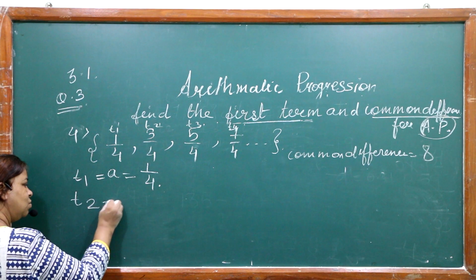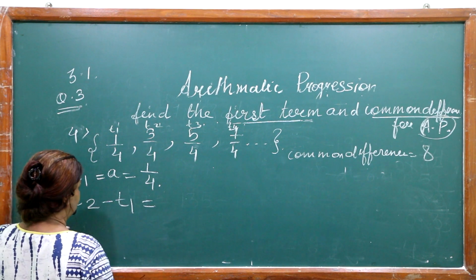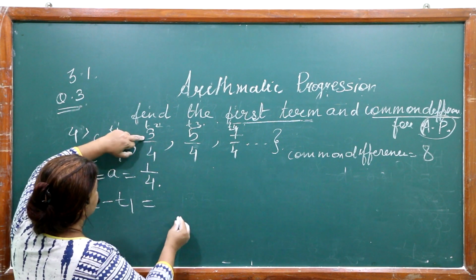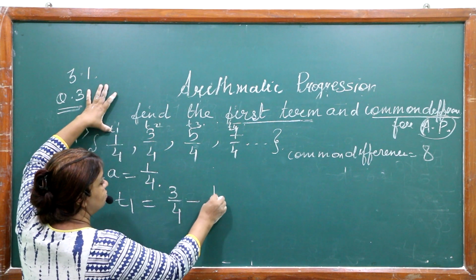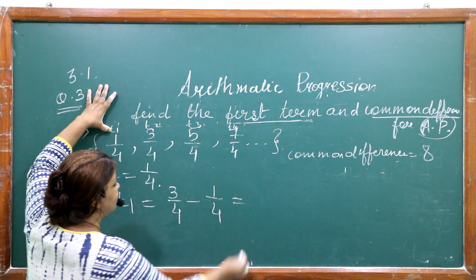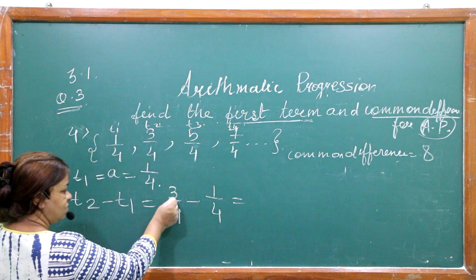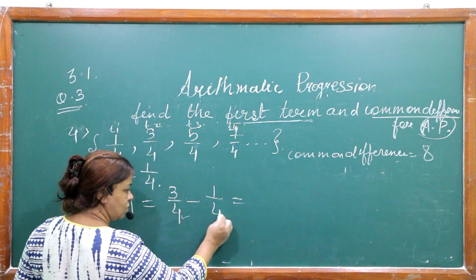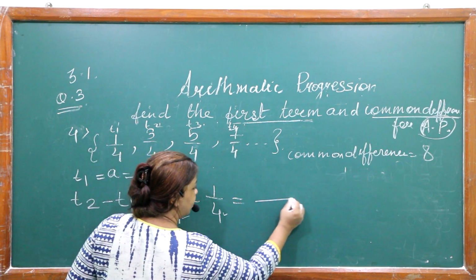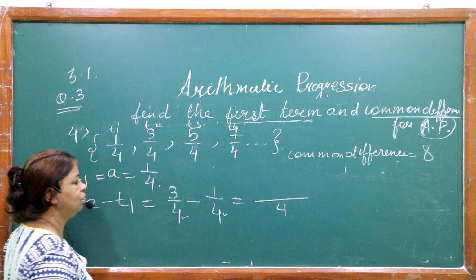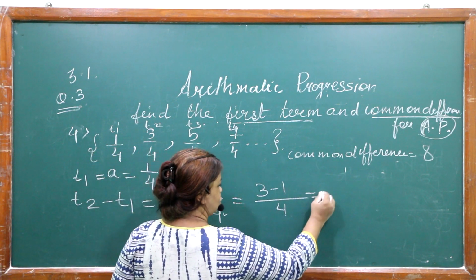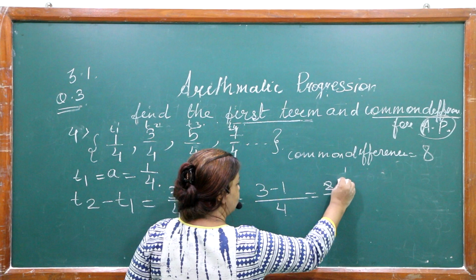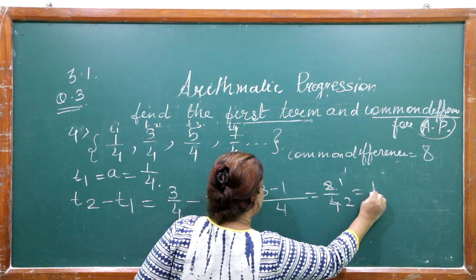You know, T2 minus T1 is equal to, T2 is what? 3 upon 4 minus term 1, which is 1 upon 4. It becomes very easy to solve. This fraction has the denominator 4, this also has the denominator 4, so the common denominator can be written as 4. 3 minus 1, which is 2 upon 4, 2 ones are 2, 2 twos are 4, so the answer is 1 upon 2.